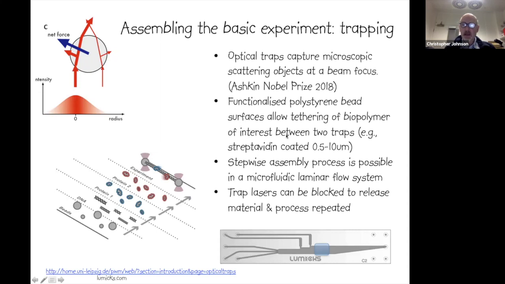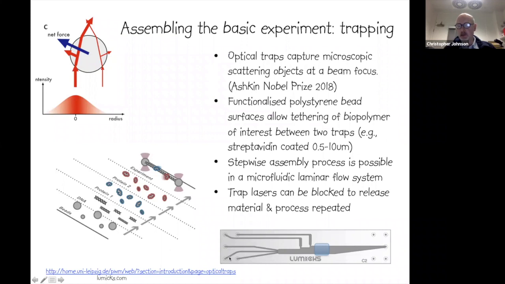In the technique, it's typical to use functionalized polystyrene beads, which allow tethering of biopolymers between these two optical traps. For example, we might use streptavidin-coated beads, and the sizes of the beads are between half and 10 microns. What's really nice about this instrument is it has a sophisticated laminar flow system, and this allows you to assemble your experimental platform in a stepwise manner.